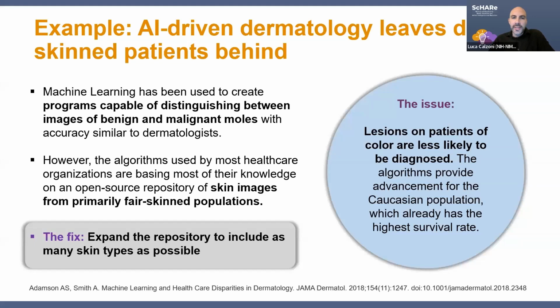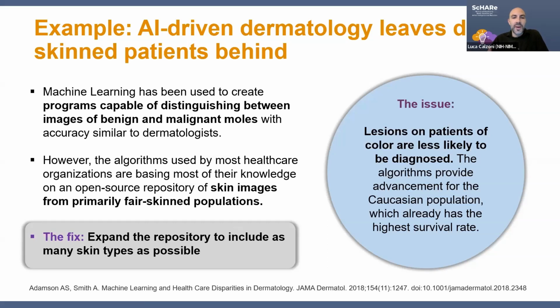And I'll give you just one example of AI bias, one of the most famous ones, I guess, where AI-driven dermatology was leaving dark-skinned patients behind. What was happening is that machine learning had been used to develop a tool that was helping physicians distinguish between benign and malignant moles with an accuracy that was similar to dermatologists. But lesions on patients of color were less likely to be diagnosed.